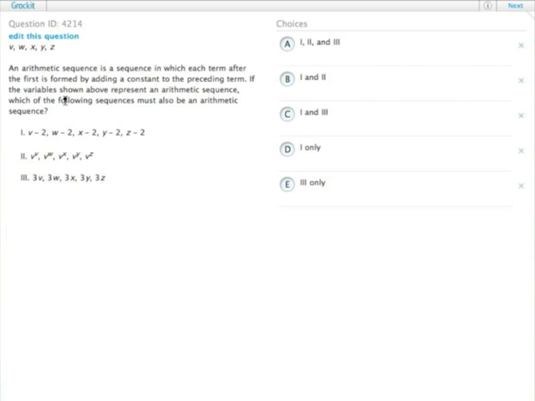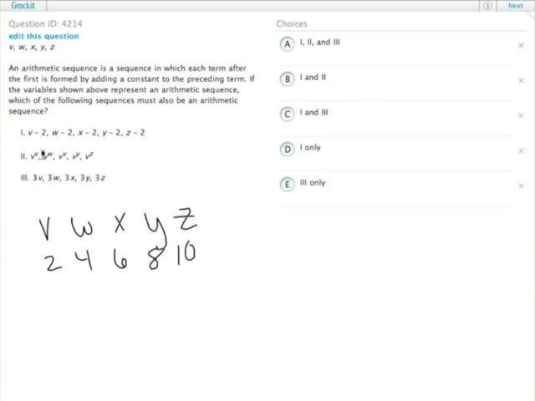So the whole point of this is understanding what it means for something to be a sequence when you're adding constants. So if v, w, x, y, z is an arithmetic sequence, we need to figure out which of the following must also be an arithmetic sequence. So if each of these, v, w, x, y, z, are each separated by a constant, let's say they're like 2, 4, 6, 8, 10 or something, each separated by 2. Let's evaluate the statements one by one.